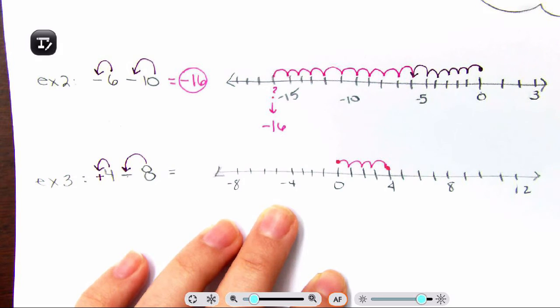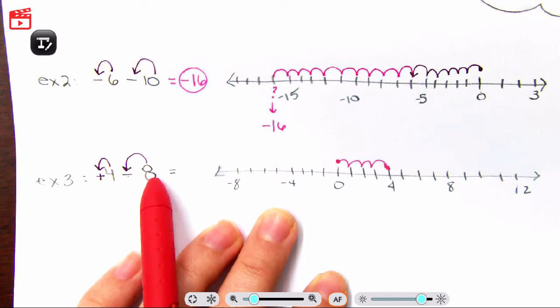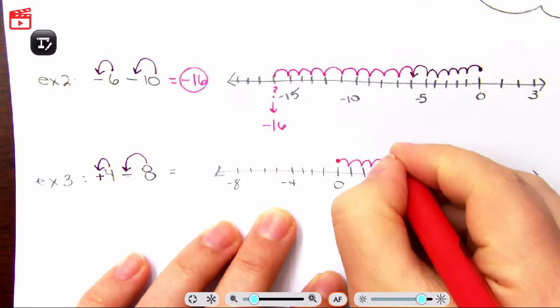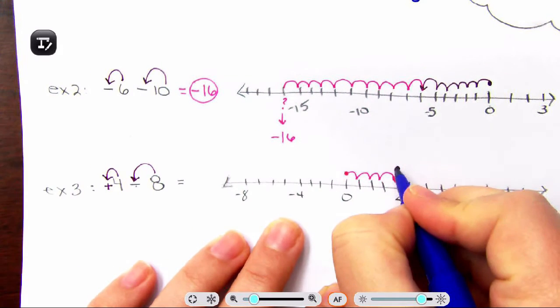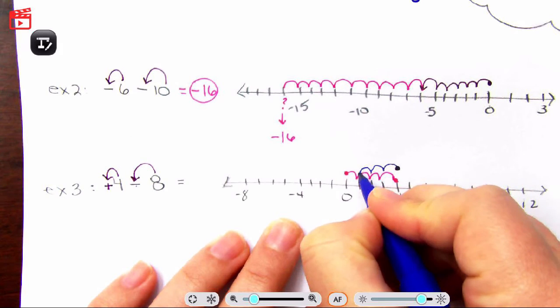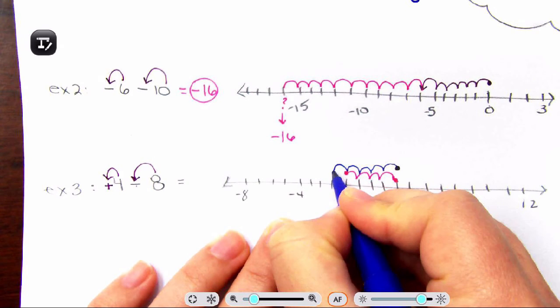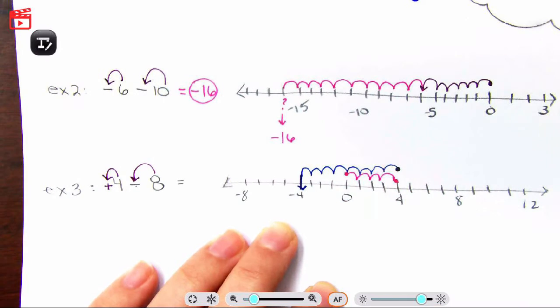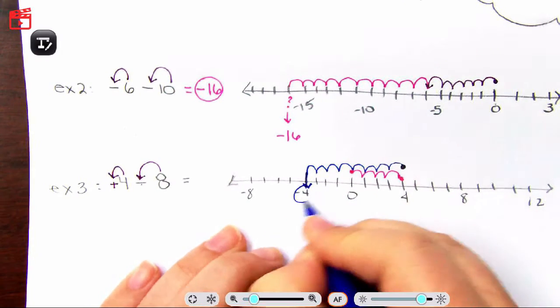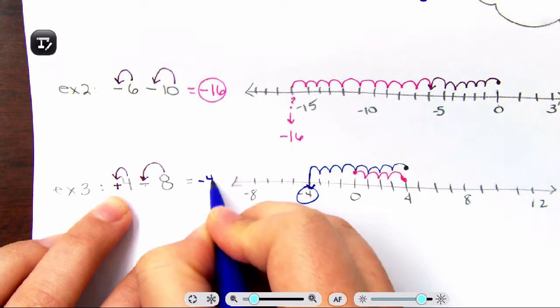Then I'm going to the left 8. So I'm here. This is now my new starting point, and I'm going to the left. Let me change colors. I'm going to the left 8 times. So here's 1, 2, 3, 4, 5, 6, 7, 8, and I am here. So where am I? I am at negative 4. So my answer is negative 4.